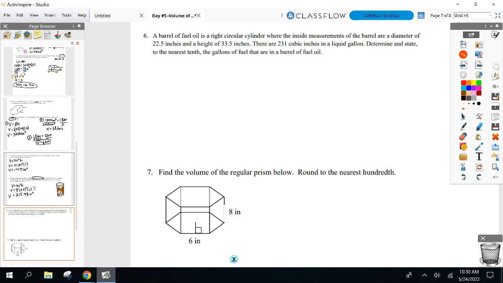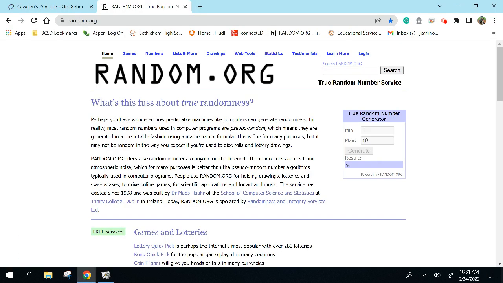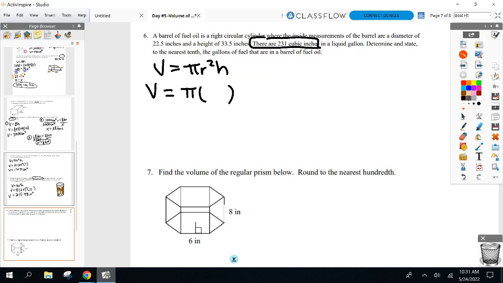Because why not find the surface area of it? And what's in that conversion? 231 cubic, cubic, cubic, cubic, volume, volume, volume. Pi r squared times the height. I don't give you everything here, so I'll have to ask somebody. What's the radius of this barrel?